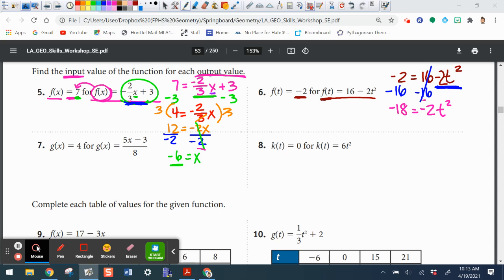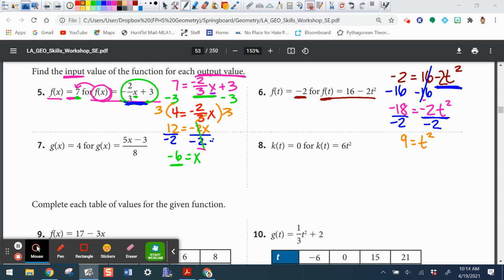Now to further isolate x, or t in this case, which is really what we're doing, we're trying to solve for t, I'm going to get rid of this negative 2 that's trying to multiply by that t squared term. So since negative 2 is multiplying by t squared, I will divide by negative 2 in the same way we did over here. And when I divide negative 18 by negative 2, I get none other than positive 9 equal to t squared.